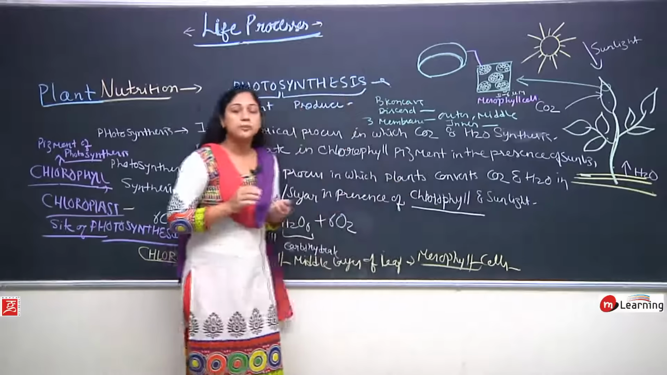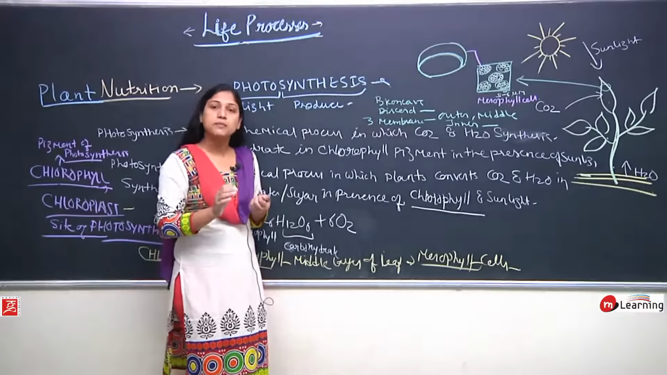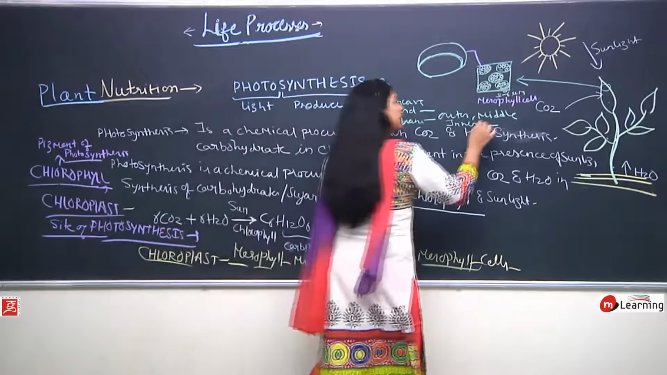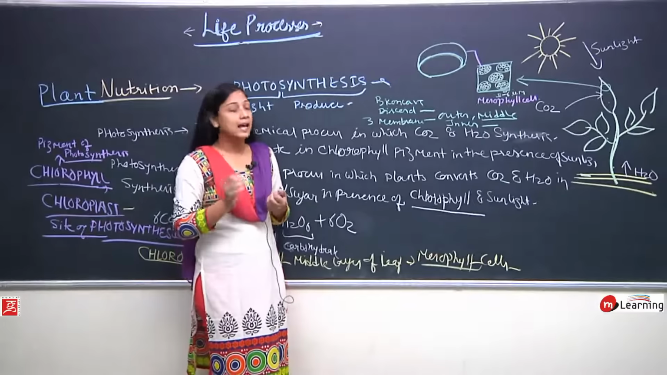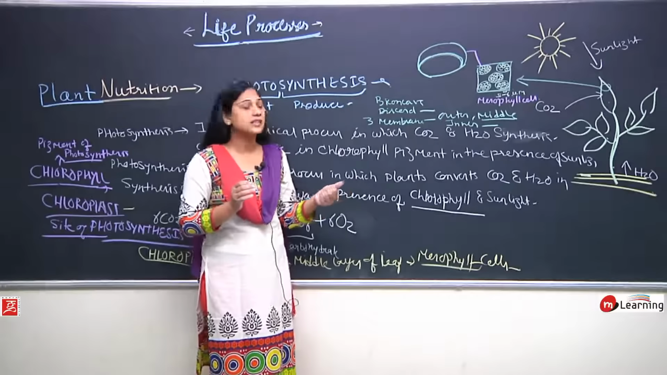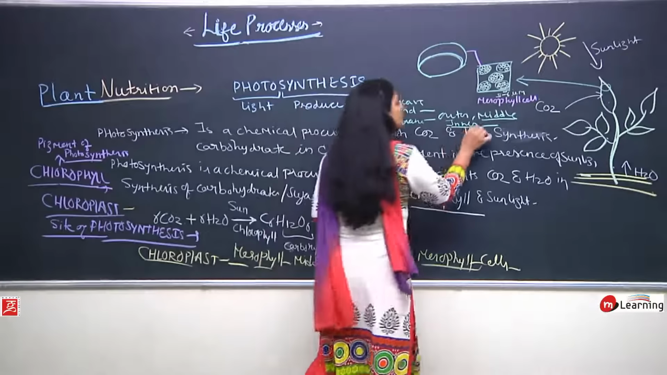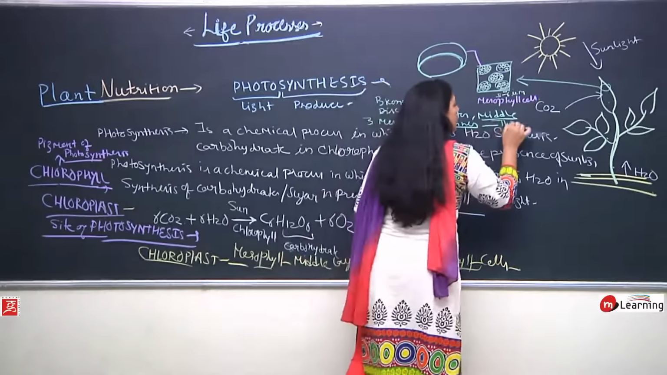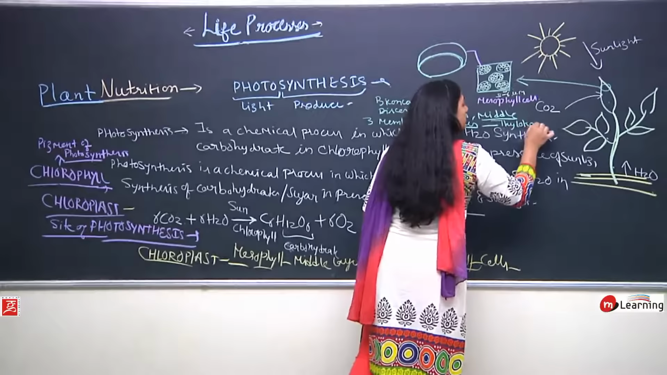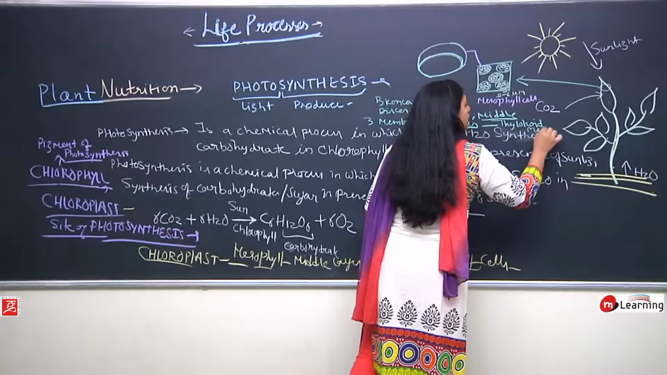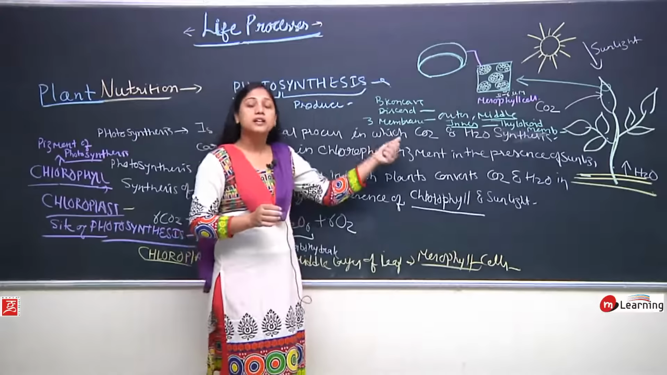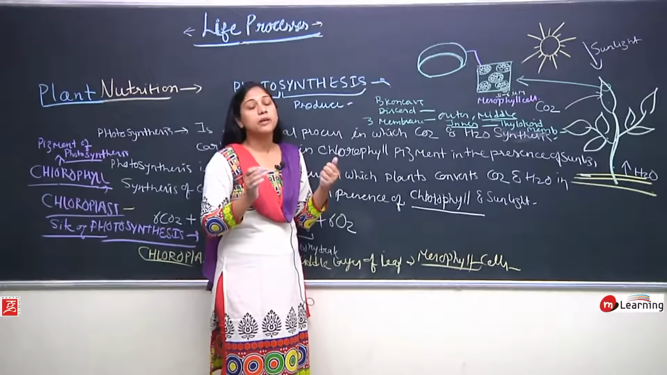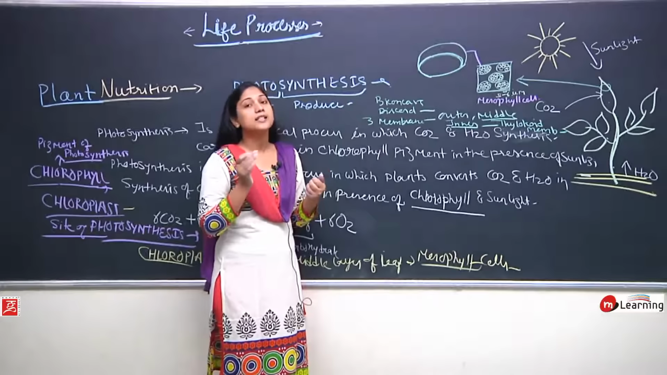Okay, so the outer membrane is very thin and permeable. The middle membrane has various proteins which help in photosynthesis. Then the inner membrane is called the thylakoid membrane, which is covering the chlorophyll pigment or thylakoid stacks.